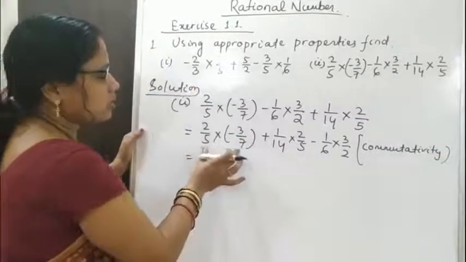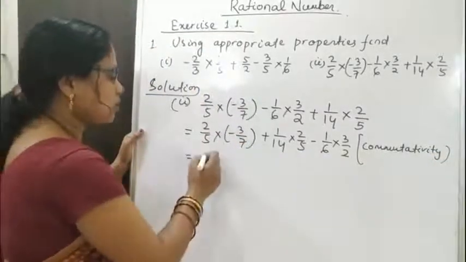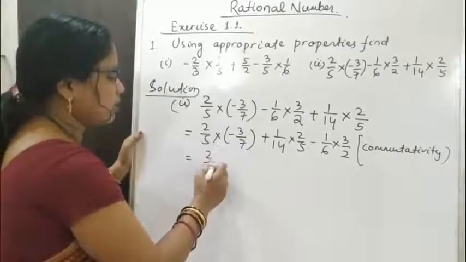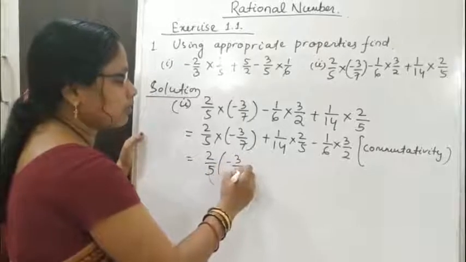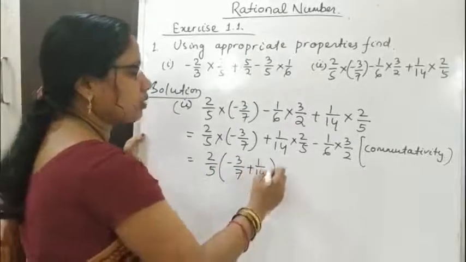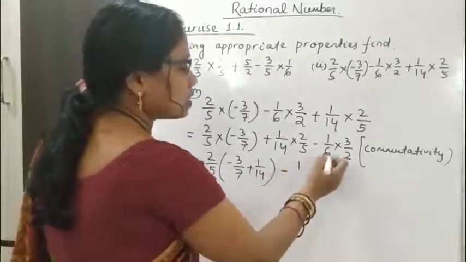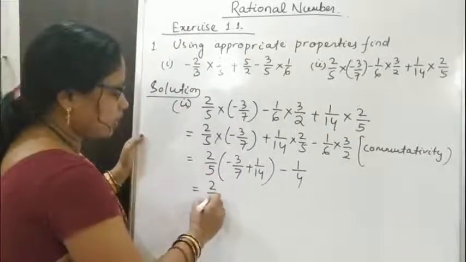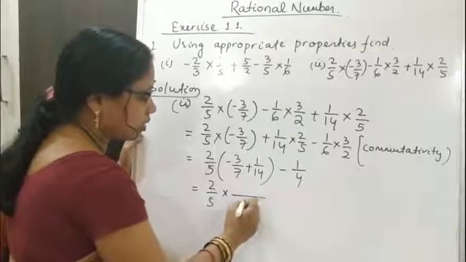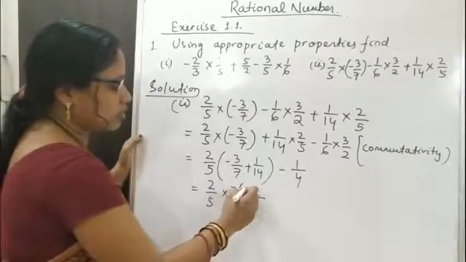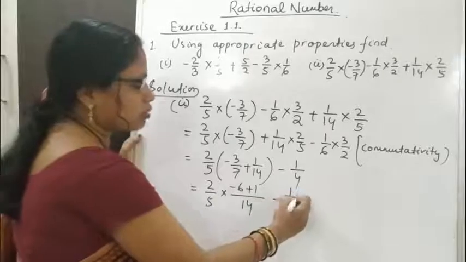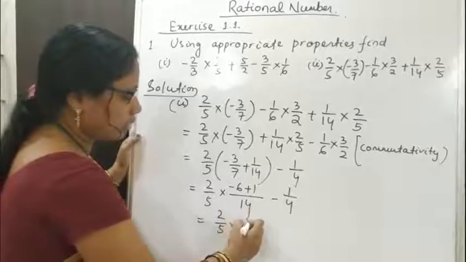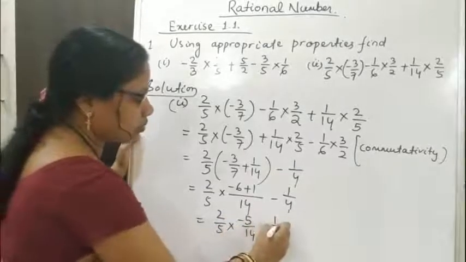So in these two terms 2 by 5 is common. So this is due to the distributive property. We use the distributive property here. So minus 3 by 7 plus 1 by 14, minus 3 by 6, this is 1 by 4. So this is equal to 2 by 5 multiplied with, LCM is 14, so this is minus 6 plus 1, minus 1 by 4. So this is equal to 2 by 5 multiplied with minus 5 by 14, minus 1 by 4.